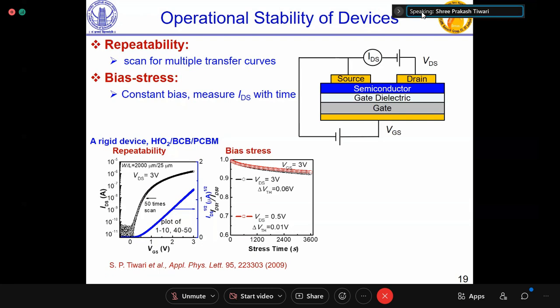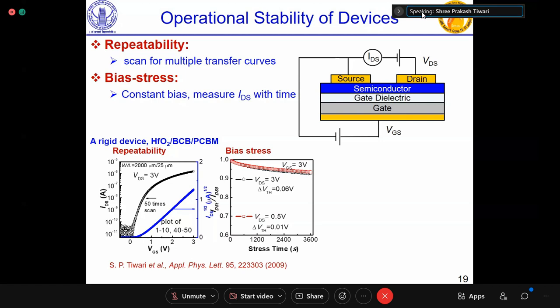So repeatability and bias stress. Many times we think that this could be problematic, but it's not like that. These are very old results, from when I had started my postdoc and later. But what I want to show is that there is a capability where you make devices which can work at very low voltage and they can show very good bias stress performance.